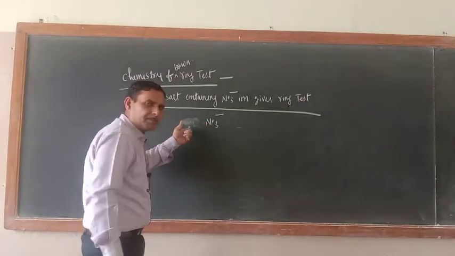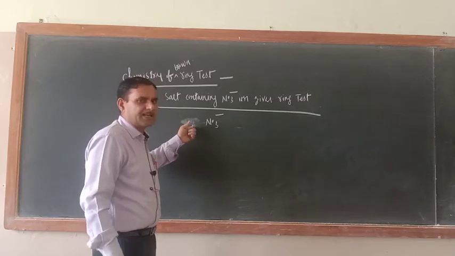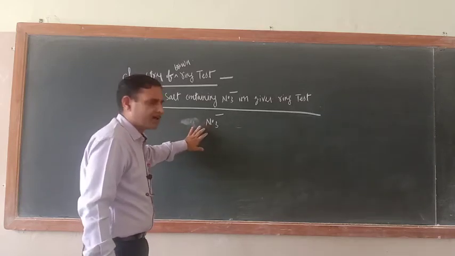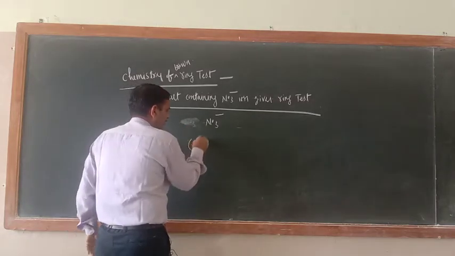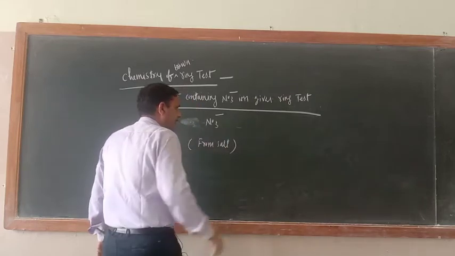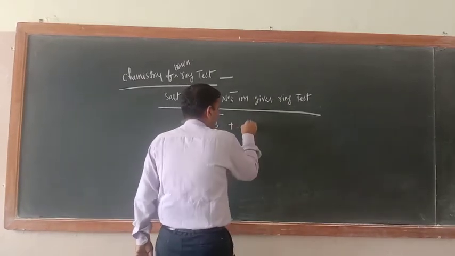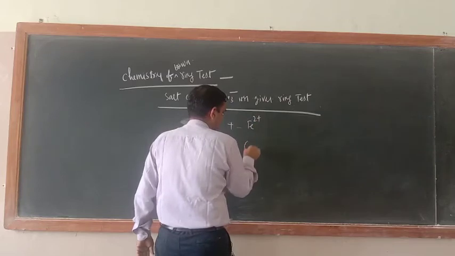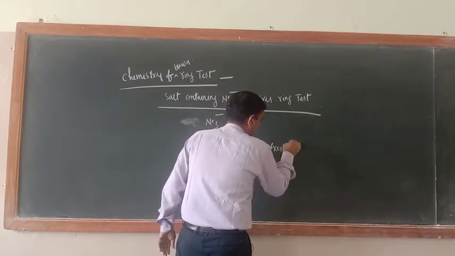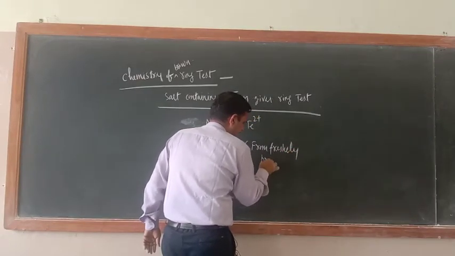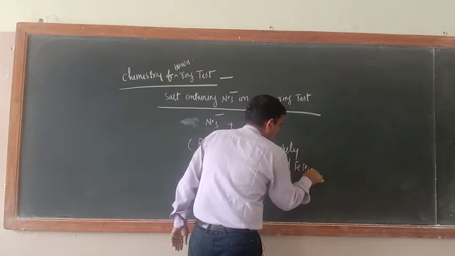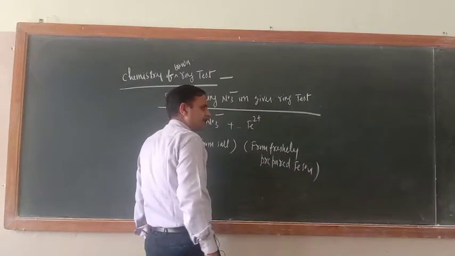Now the salt may be potassium nitrate or sodium nitrate, so I am not writing the cationic part, only the nitrate is required. This is the ionic equation. So here write the nitrate from the salt, plus what you are adding? Freshly prepared FeSO4, ferrous sulfate. The oxidation state is +2.